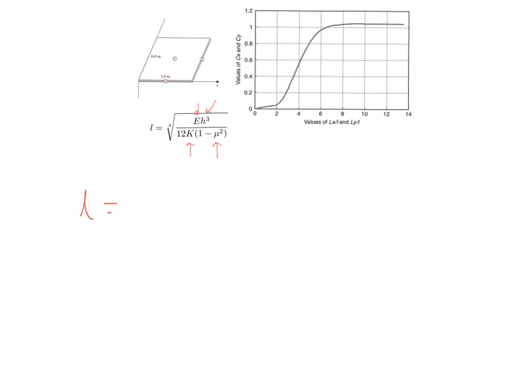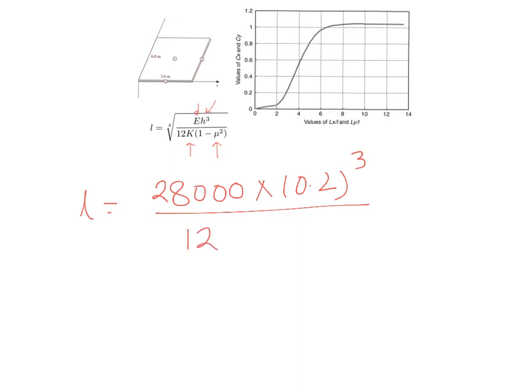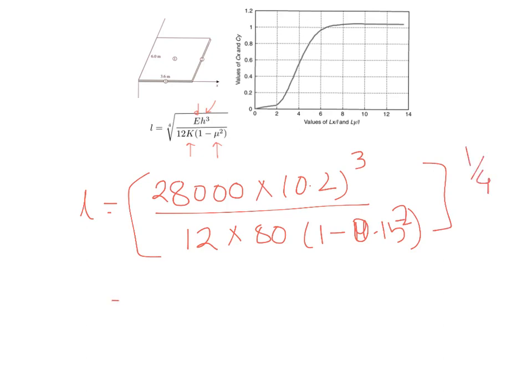That comes out to be, E given to you is 28 GPa, that means 28,000 MPa. The slab thickness is given to you, 0.2 in meters, 12, K given to you is 80, mu given to you is 0.15 to the power 2, whole power 1 by 4, and this will give you the value of L as 0.70 meters.